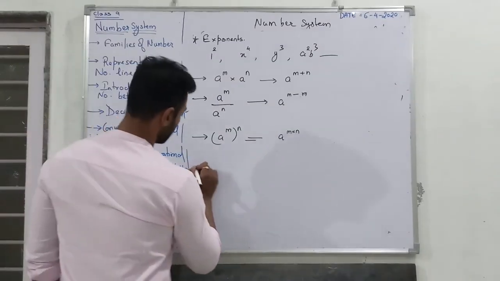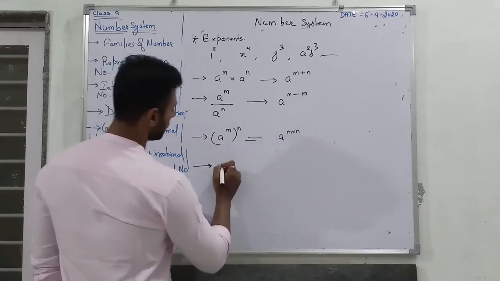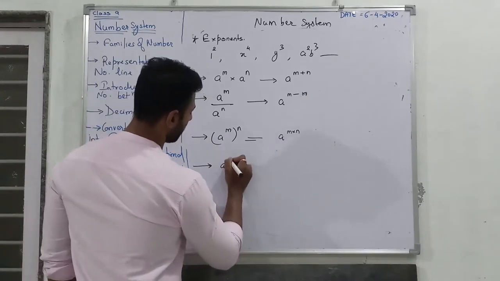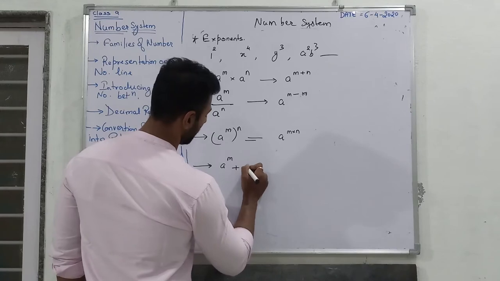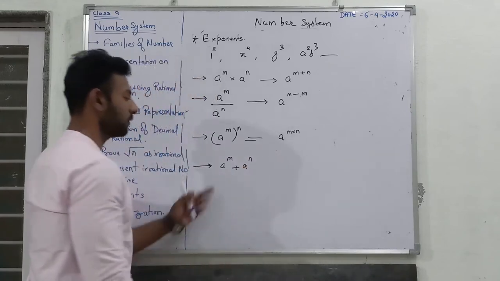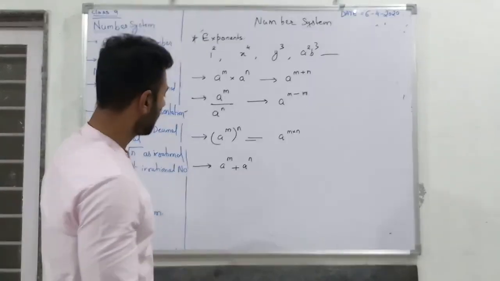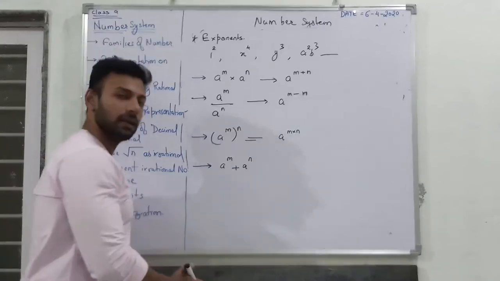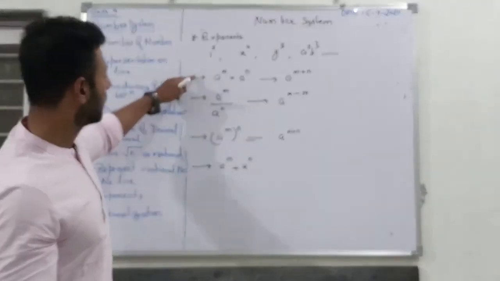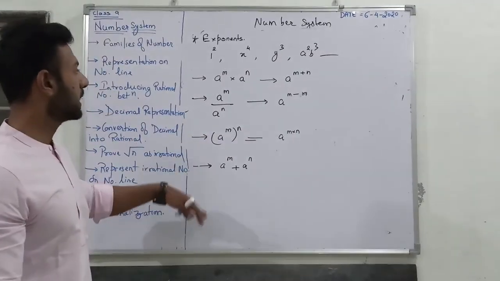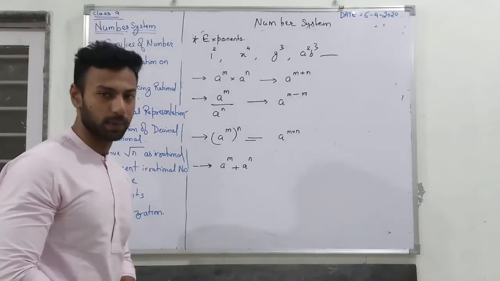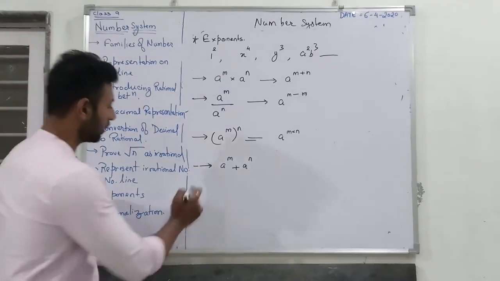Now let us take another example, a to the power m plus a to the power n. So you have to solve it separately. Let us see how we will be solving this in the next example. So 1, 2, 3, 4, these are the laws of the exponent. One more law is there.